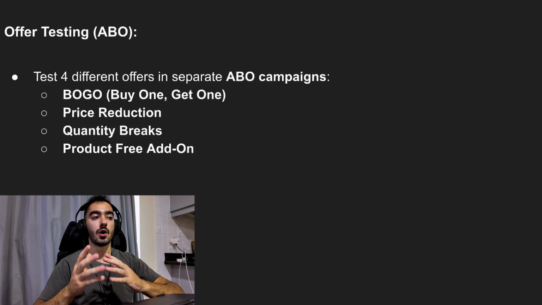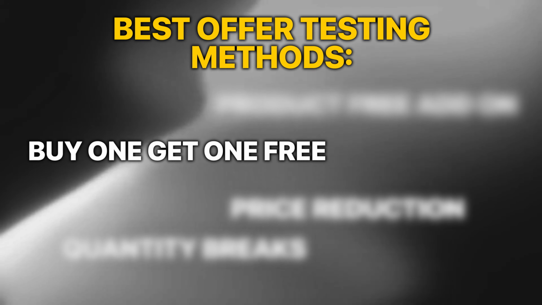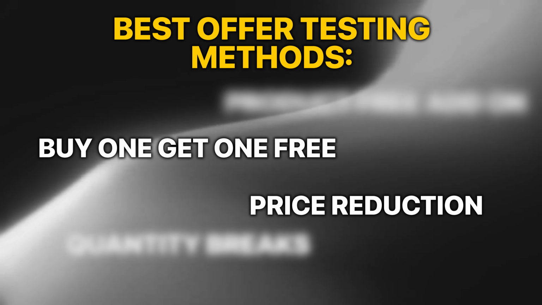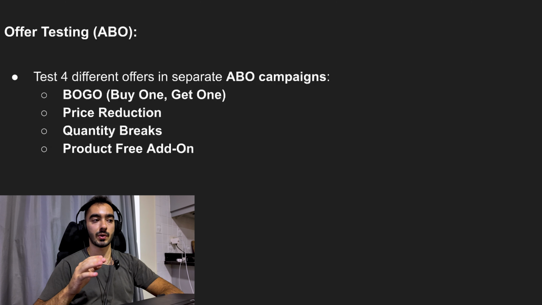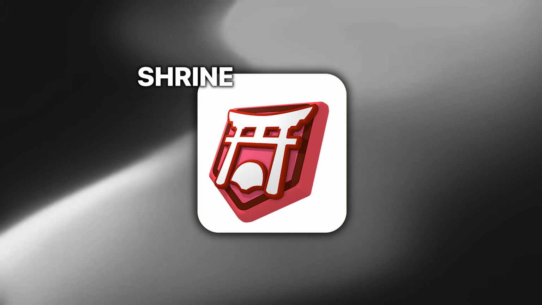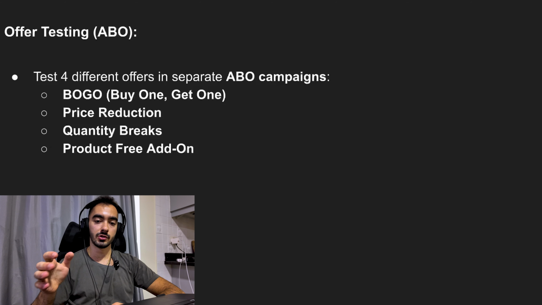So now we have offer testing. The 4 main offers that I like to test, and you can make a lot of different variations of these, are buy one, get one free, price reduction, quantity breaks, and product free add-on. The way I like to structure buy one, get one free is I work out the price of 2 units and I just add $20 on the front end, and then I do $5 shipping. Another thing you can do to also increase your AOV is if you use Shrine Pay Theme, you can add shipping protection, set it at $2.99, and that'll add an extra $3 to your AOV.